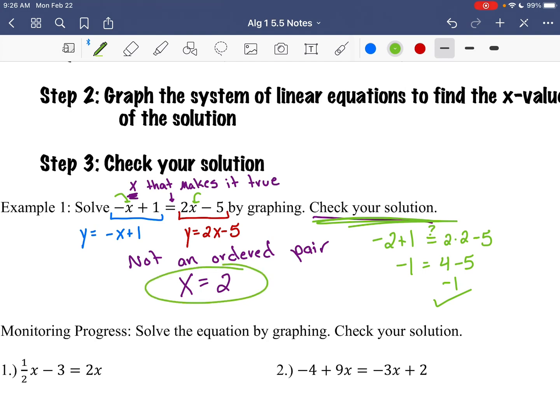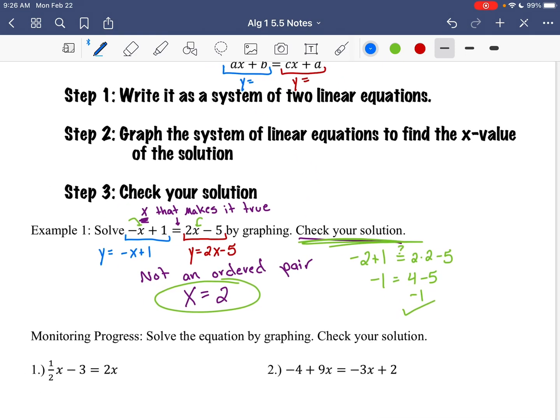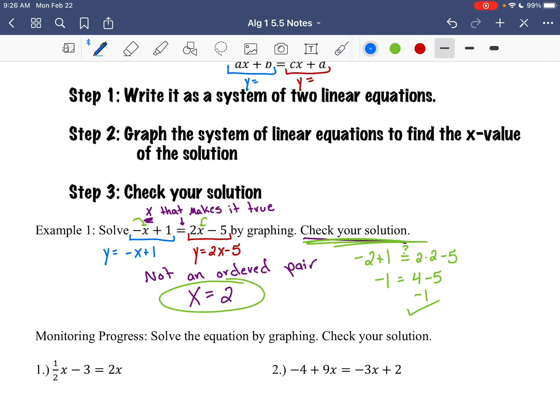Okay. All right. So now let's go on and do the next one. Now here, monitoring progress, the next steps. Graph the system. Find the x value of the solution. Important there, we're only looking for that x value of the solution. And then check it to make sure that x value worked.